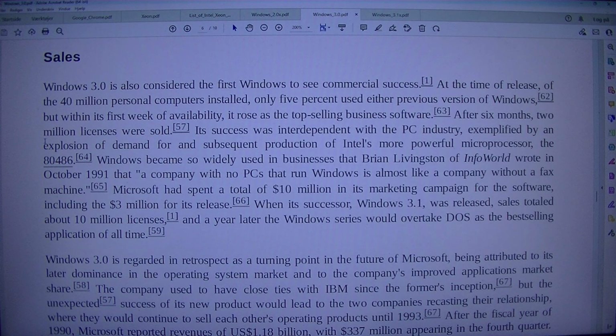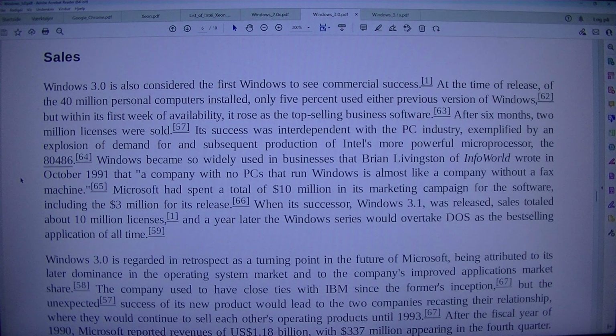After 6 months, 2 million licenses were sold. Its success was interdependent with the PC industry, exemplified by an explosion of demand for and subsequent production of Intel's more powerful microprocessor, the 80486. Windows became so widely used in businesses that Brian Livingston of InfoWorld wrote in October 1991 that a company with no PCs that run Windows is almost like a company without a fax machine.